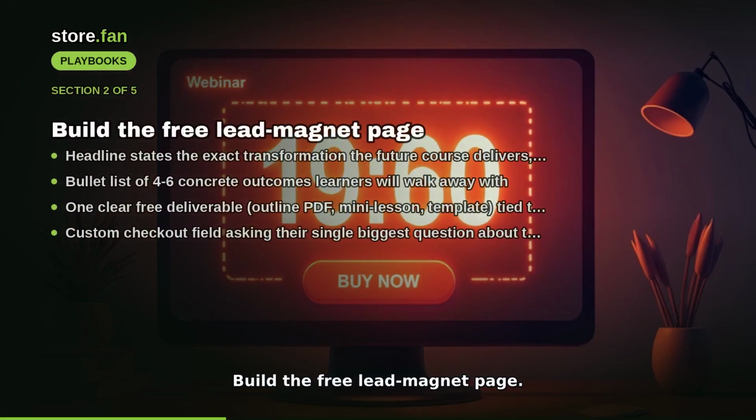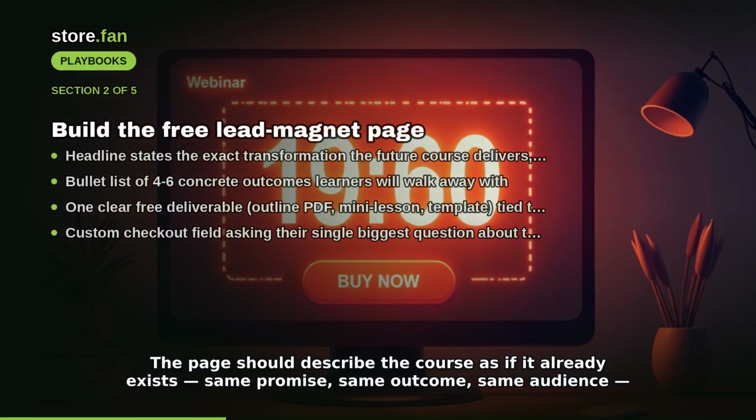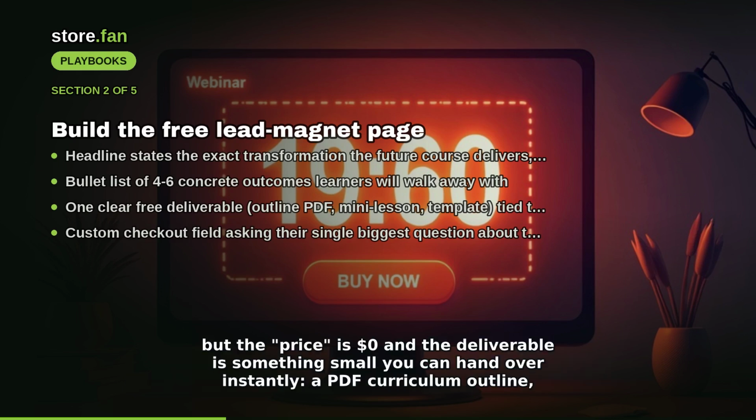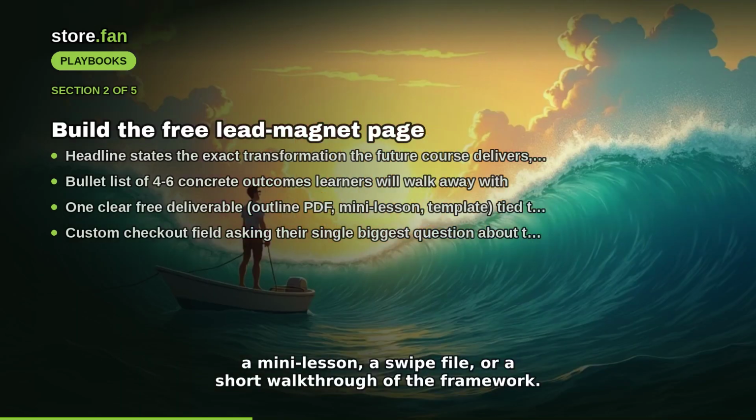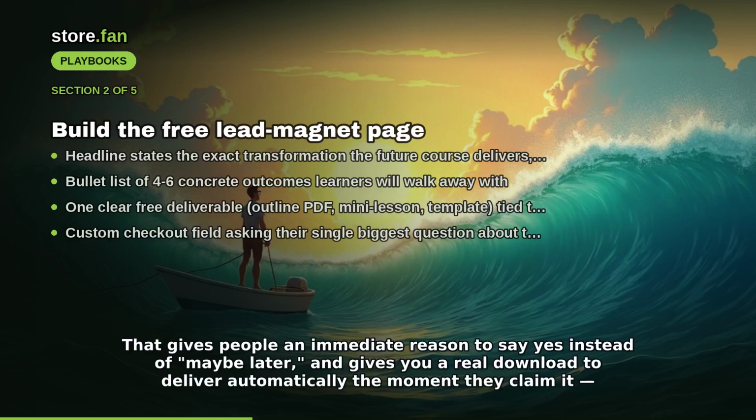Build the free lead magnet page. The page should describe the course as if it already exists. Same promise, same outcome, same audience. But the price is $0, and the deliverable is something small you can hand over instantly. A PDF curriculum outline, a mini lesson, a swipe file, or a short walkthrough of the framework. That gives people an immediate reason to say yes instead of maybe later, and gives you a real download to deliver automatically the moment they claim it.